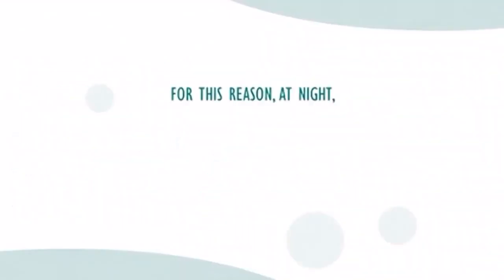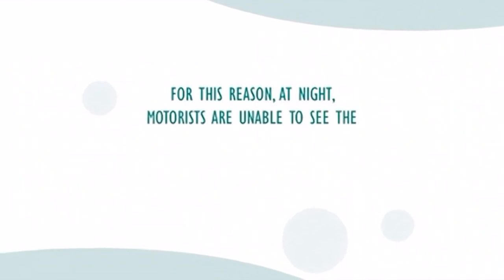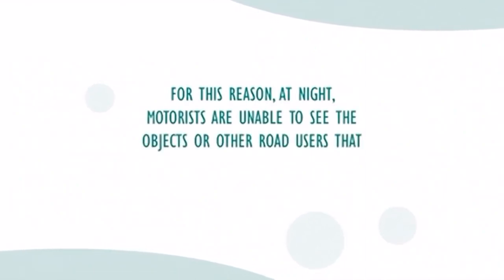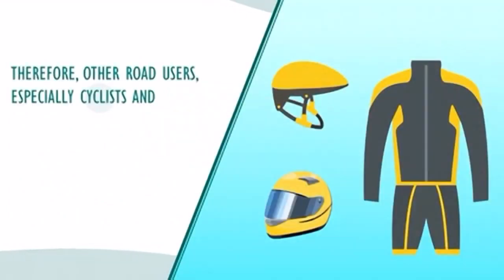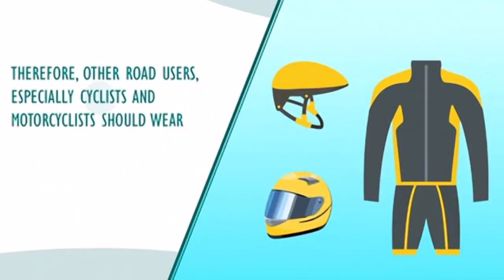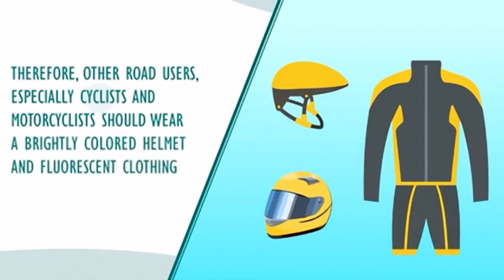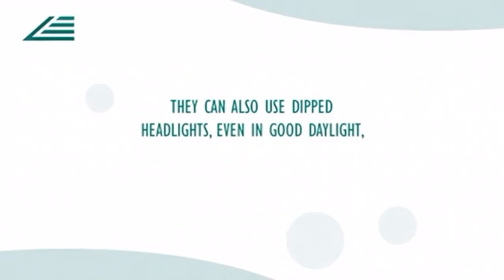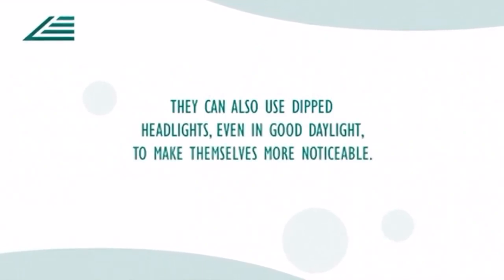It is much faster for our eyes to adapt to bright light than to adjust to darkness. For this reason, at night, motorists are unable to see the objects or other road users that are in dark color. Therefore, other road users, especially cyclists and motorcyclists, should wear a brightly colored helmet and fluorescent clothing or strips. They can also use dipped headlights, even in good daylight, to make themselves more noticeable.